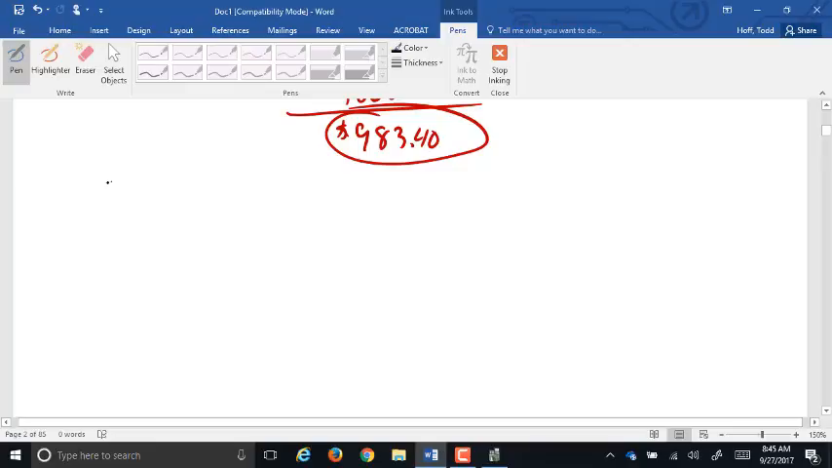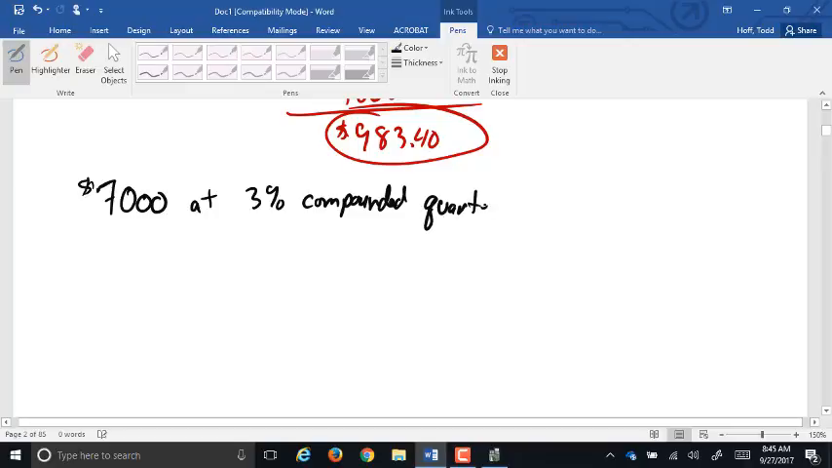So let's look at $7,000 at 3% compounded quarterly for 2 years. You guys tell me how to set this up.